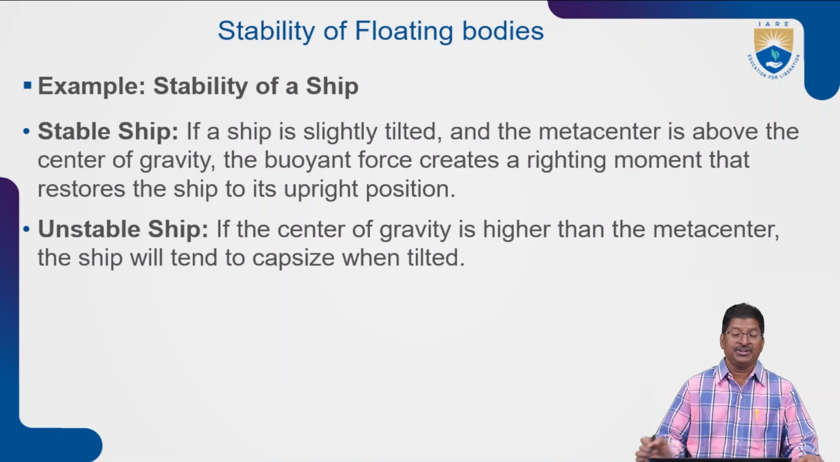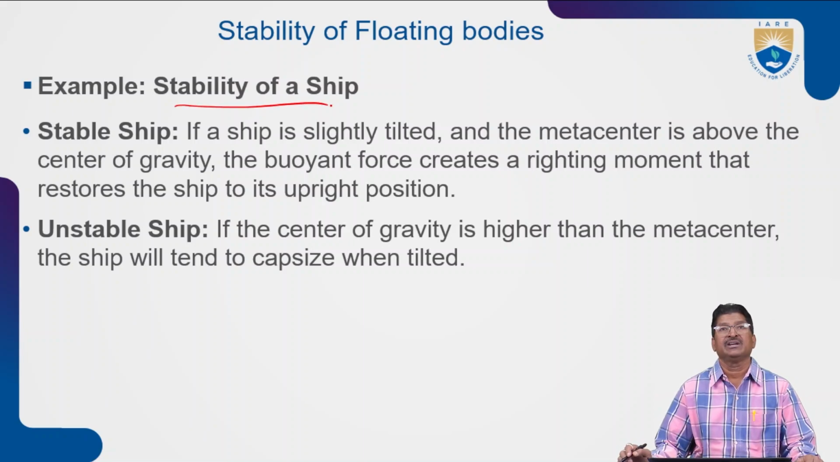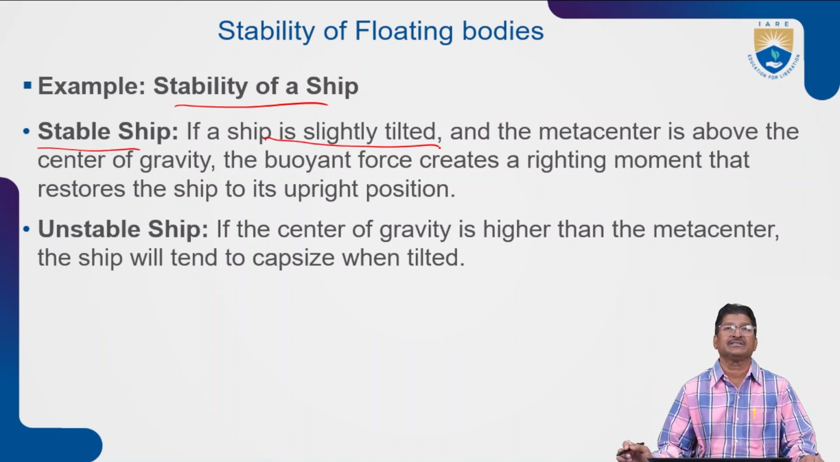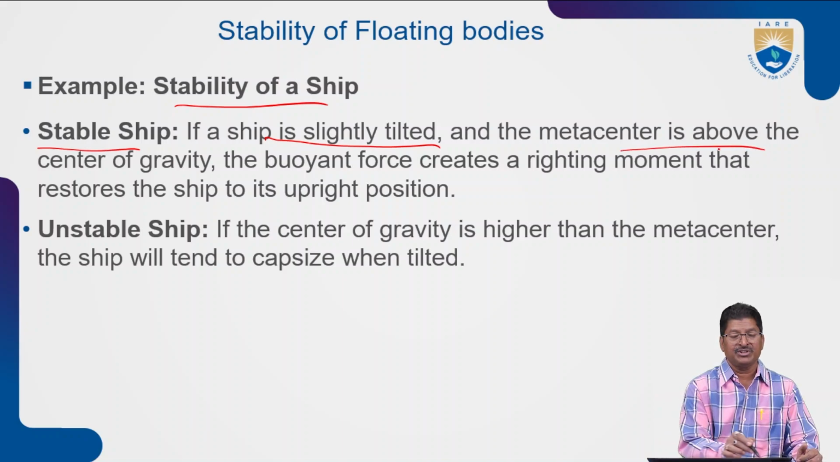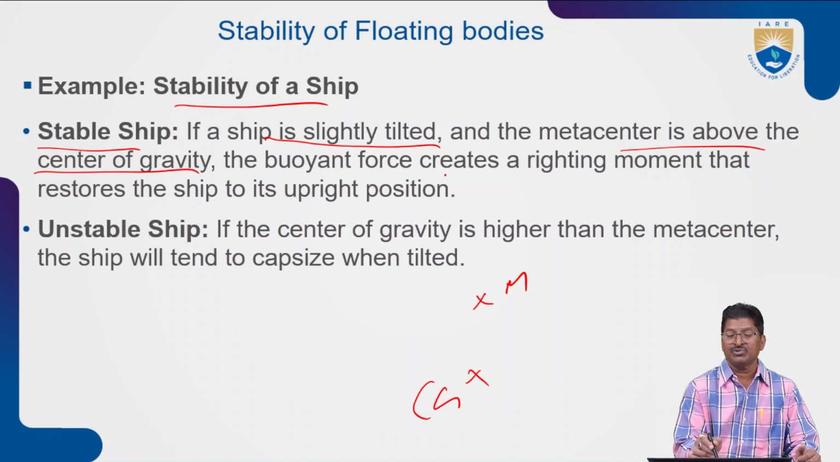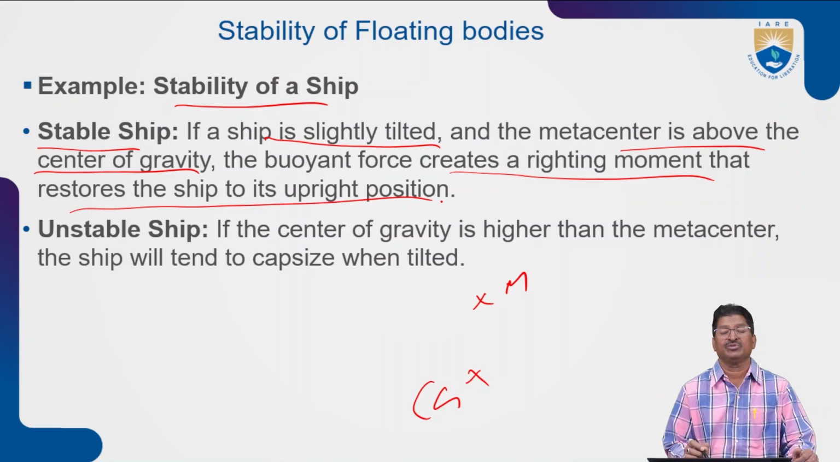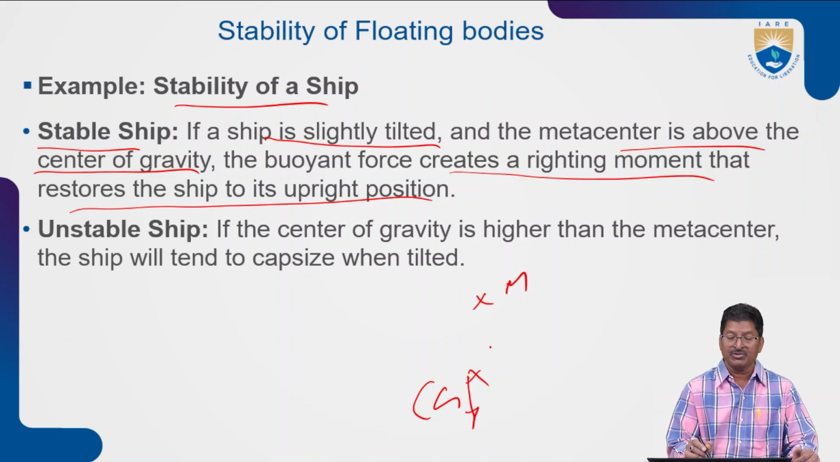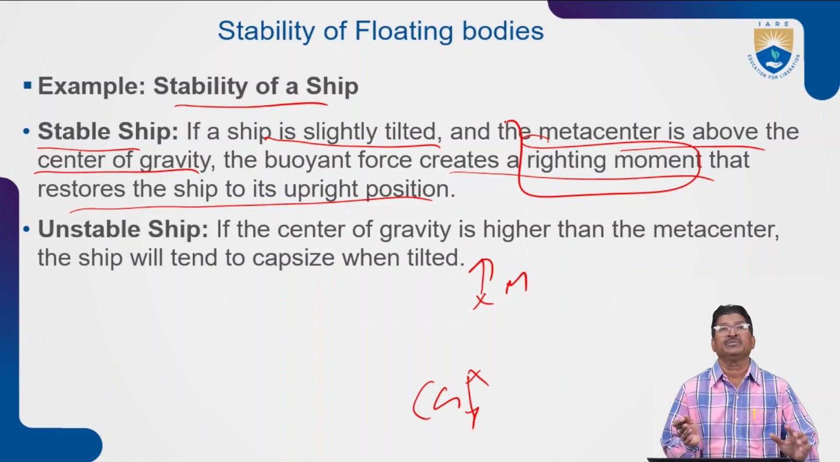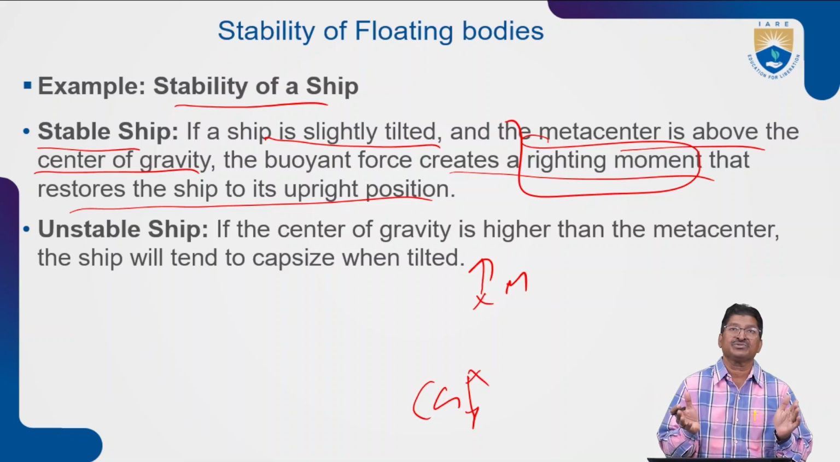Then for example, the stability of a ship. How does the ship have stability? You can see a stable ship. If a ship is slightly tilted, a small tilt given by external forces, the metacenter is above the center of gravity. So here the center of gravity is here, the metacenter is here. The buoyant force creates a righting moment that restores its upright position, because the center of gravity is acting downwards and the metacenter is acting upwards. So the righting moment restores the ship to the upright position, so that it is in stable condition.